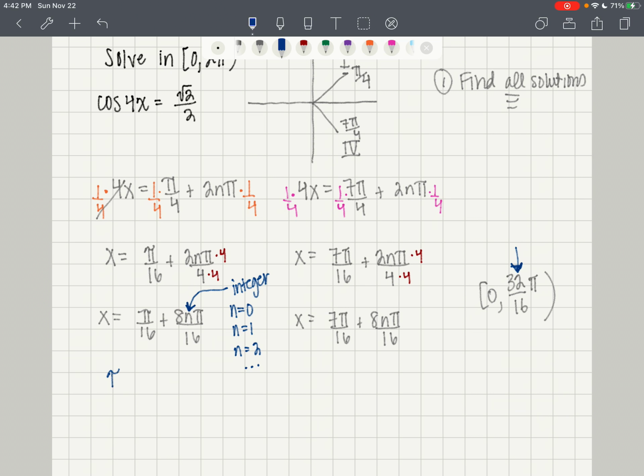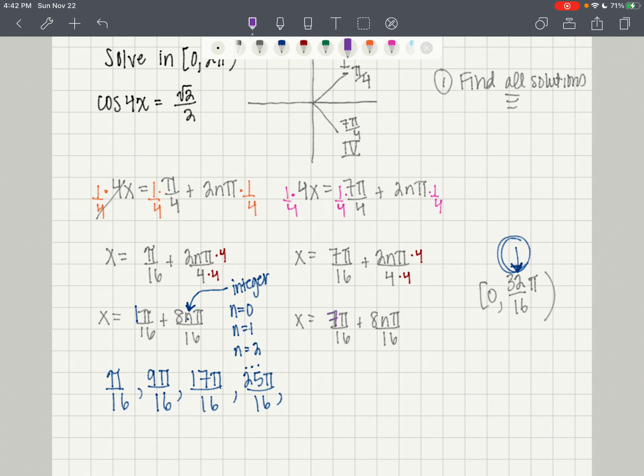So when I put a 0 in, pi over 16 plus 0 pi over 16 is pi over 16. When I put a 1 in, I get 8 times 1 times pi is 8 pi over 16. So when I add 8 pi over 16 to the 1 pi over 16, I'm going to get 9 pi over 16. And when I add another 8 pi over 16, I get 17 pi over 16. And when I add another 8, I get 25 pi over 16. And when I add another 8, I exceed 32 pi over 16 because I get 33 pi over 16.